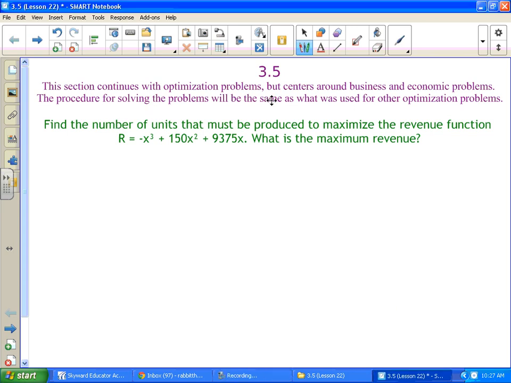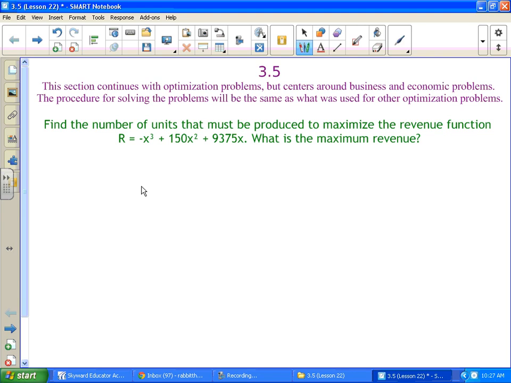Okay, so this section continues with optimization problems. You're not done with them, but this centers around business and economics problems. The procedure for solving the problems will be the same as what we used for other optimization problems. So find the number of units that must be produced to maximize the revenue function. What is the maximum revenue?